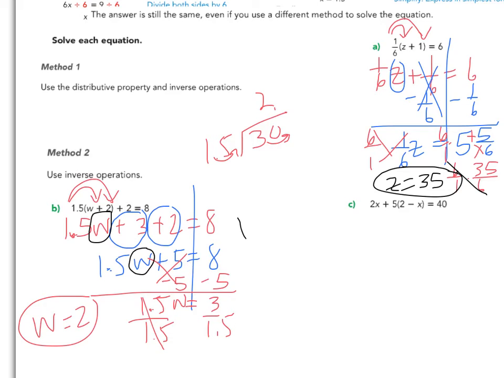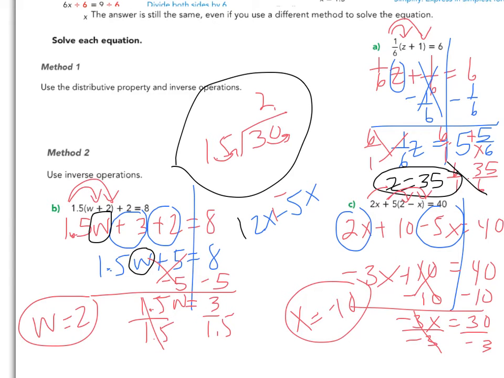Now we circle that variable. We need to undo the addition of 5. So I get 1.5W equals 3. Then we need to undo the multiplication of 1.5. So we divide both sides by 1.5. Here's my long division, and I get W equals 2. Okay, so now go ahead and try C, and then we'll come back.